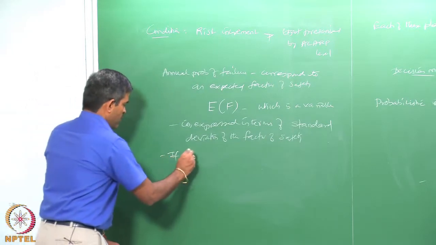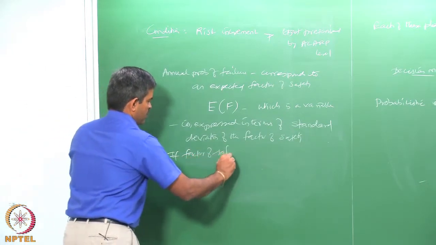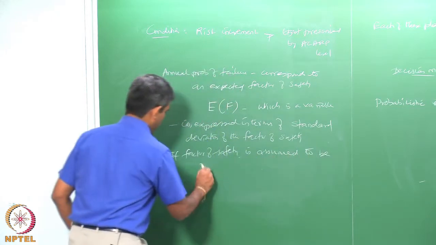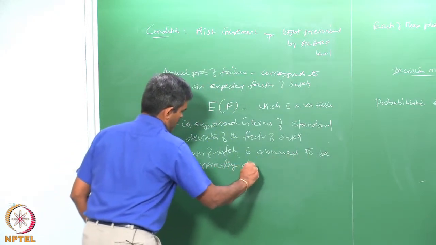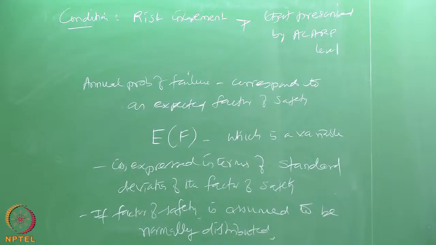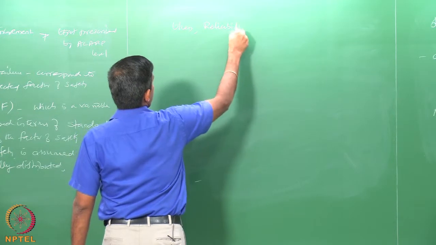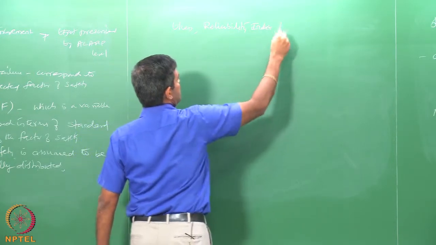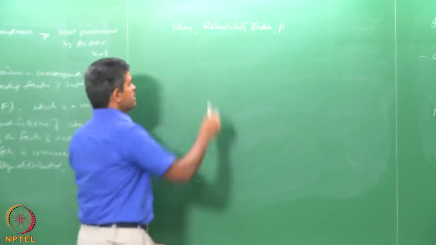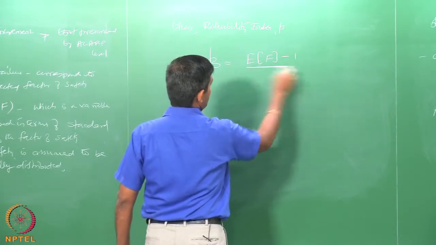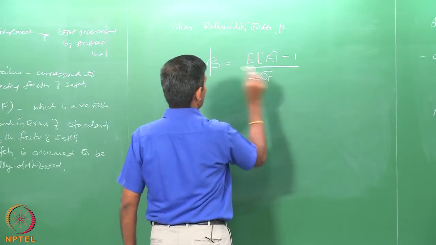Let us say the factor of safety is assumed to be normally distributed, then the reliability index beta is expressed as the expected value of the factor of safety minus 1, divided by the standard deviation of this.